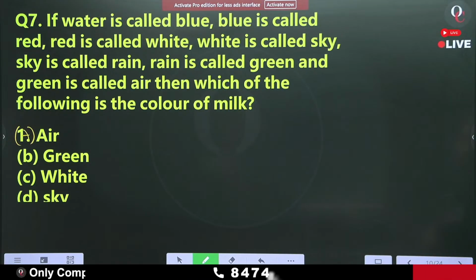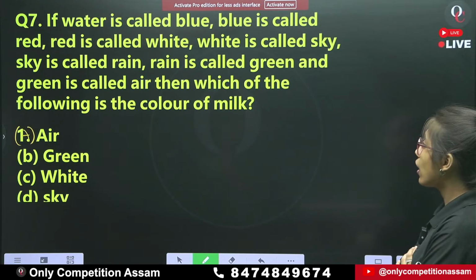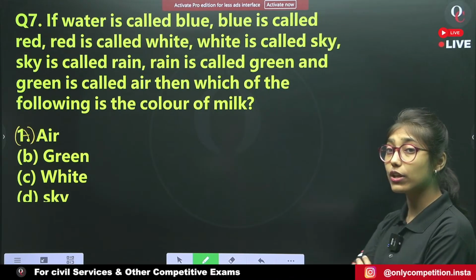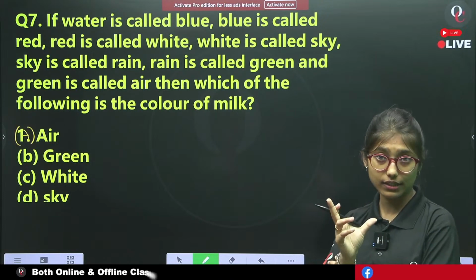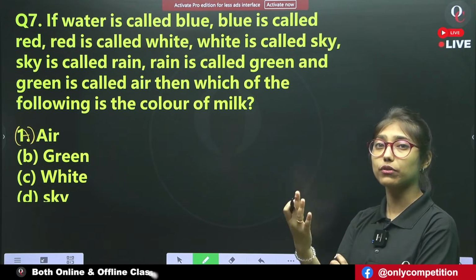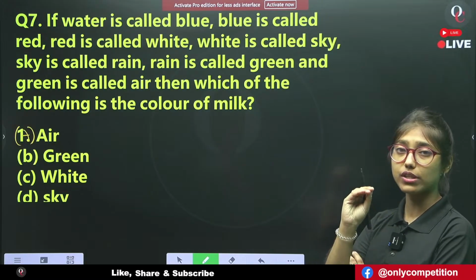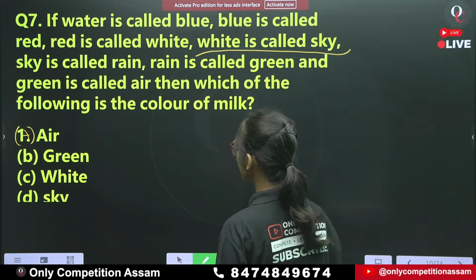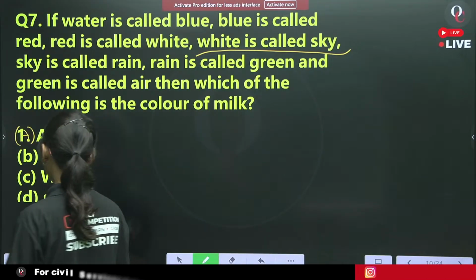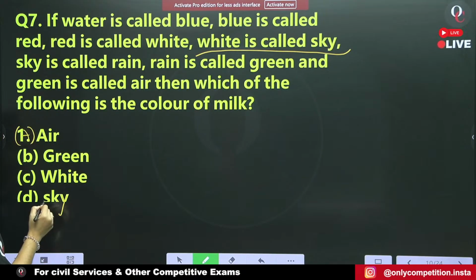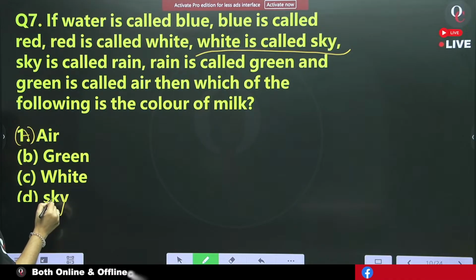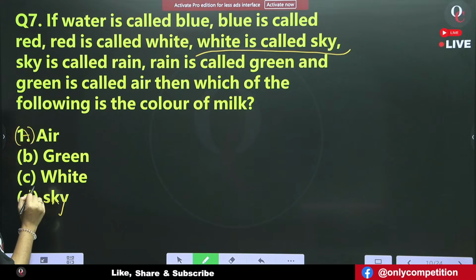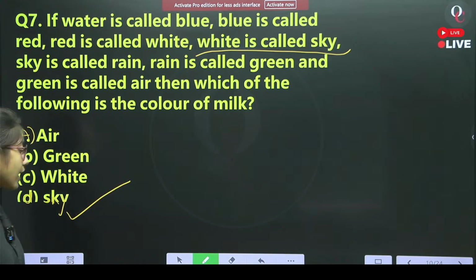Next. Question number 7. Now we will do this question directly, okay. Which of the following is the color of milk? We know that the color of milk is what? White, okay. White is being coded as what? We just need to see that and then our question is solved. White is being coded as sky. That is option number D, okay. Sky.